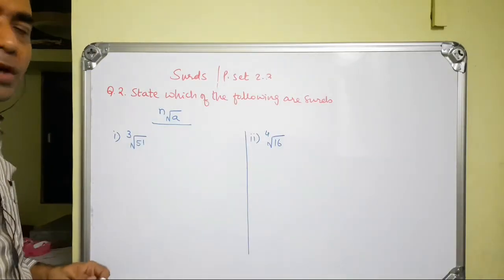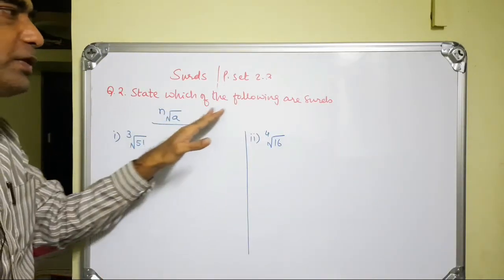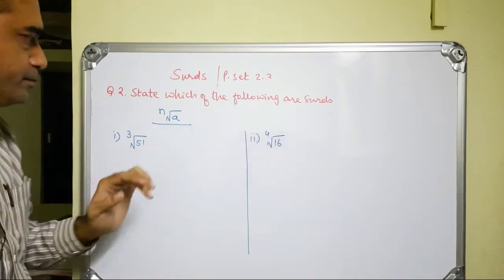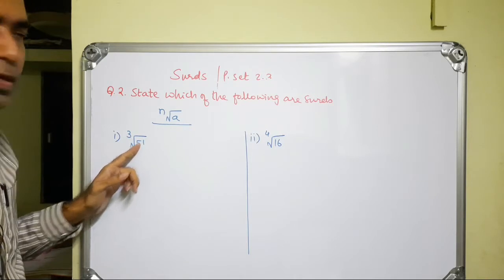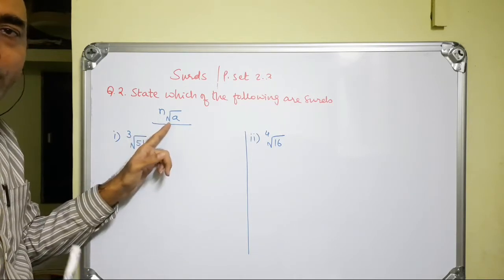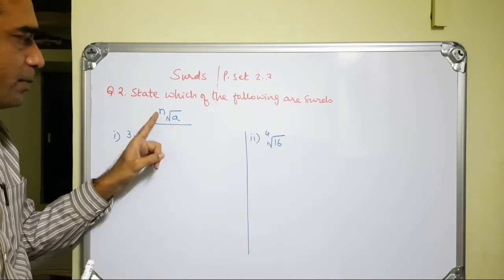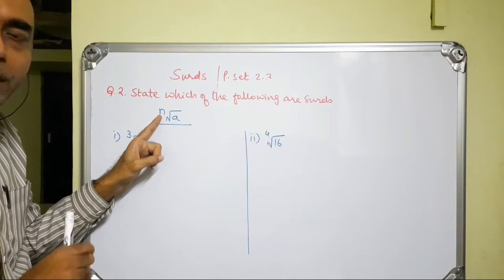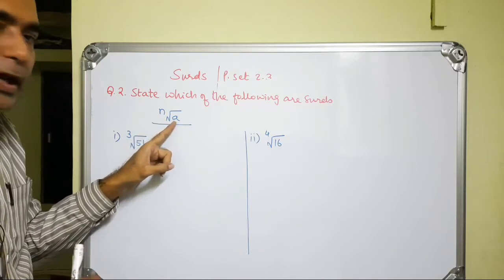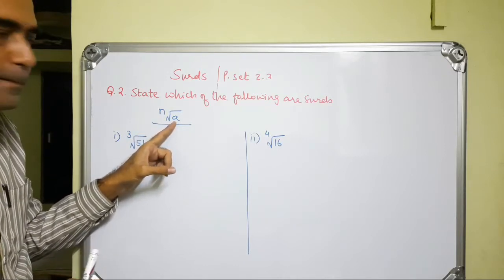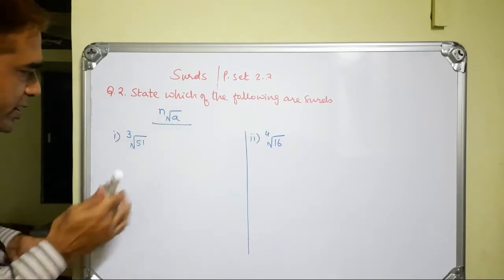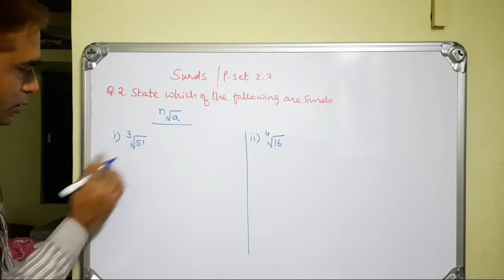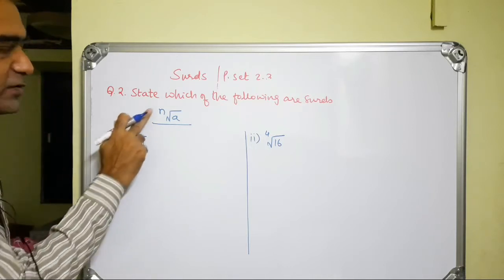Now let's see question number 2. State which of the following are surds. Sub question number 1, cube root of 51. Now we know the 3 conditions for a number to be a surd. Number 1, order n should be greater than 1. A is a positive rational number and this value should be irrational. So here the order is 3.